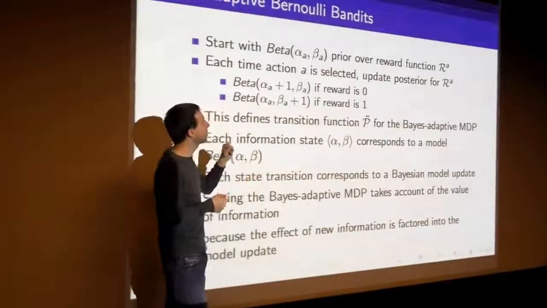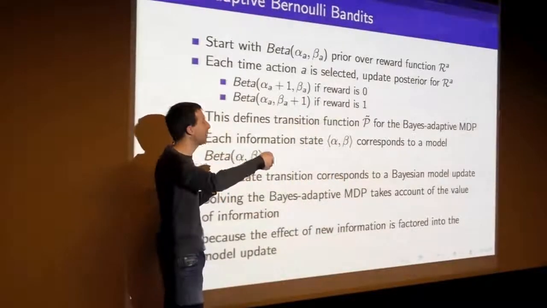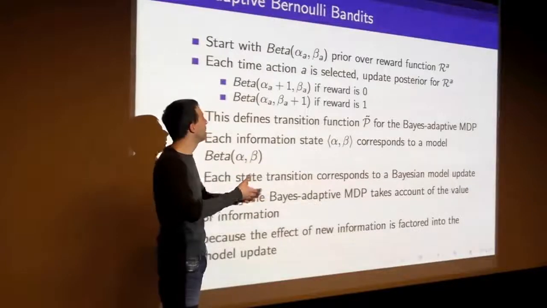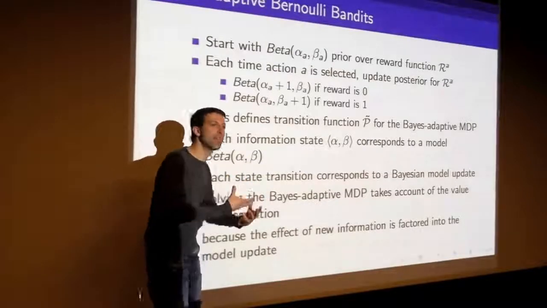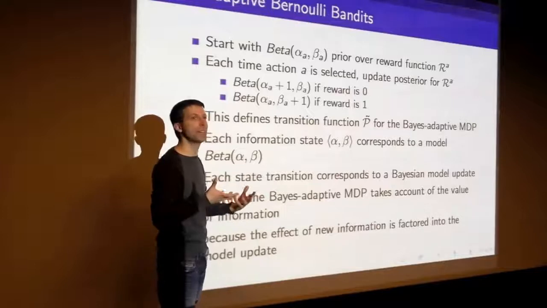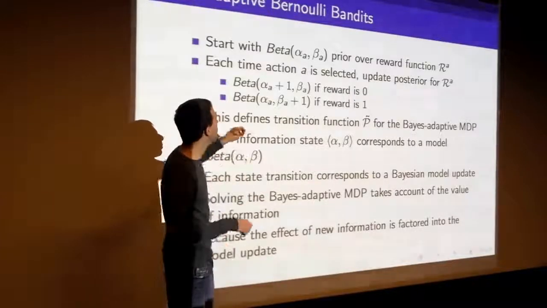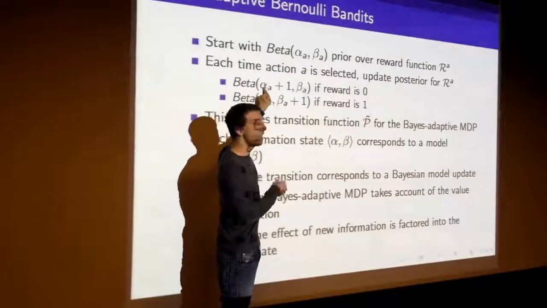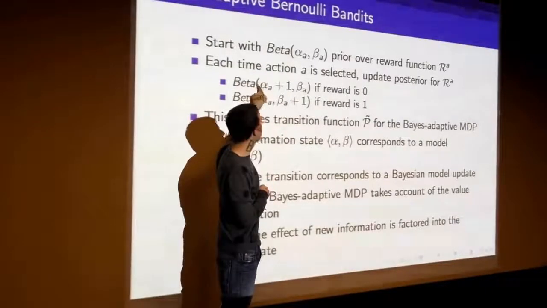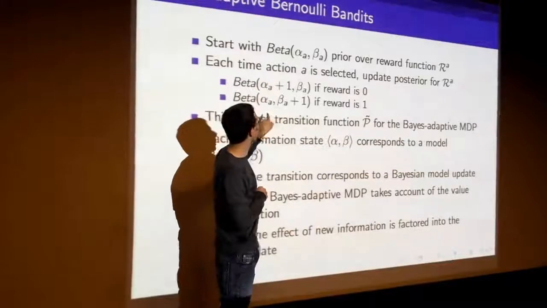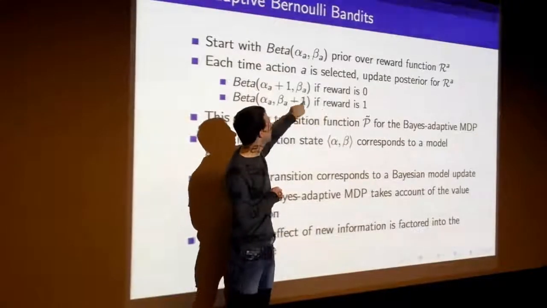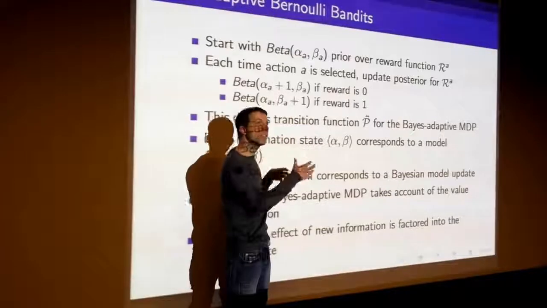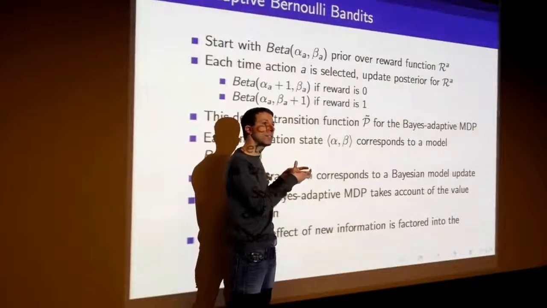And then every time an action is selected, we just update the posterior. We update this beta distribution. The beta distribution has this really nice property that all you need to do is count things. If we see a reward of 0, we just update our failure count and adjust our posterior distribution. We increase our failure count by 1. And if we succeed, we increase our success count by 1. This just changes our beta distribution a little bit.